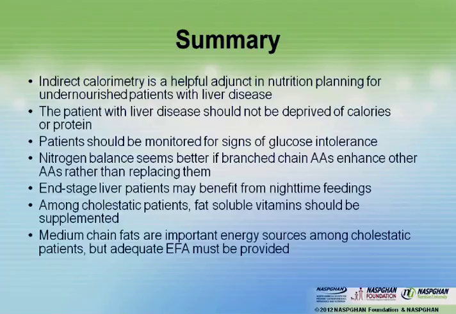You should monitor the patients for signs of glucose intolerance, and I think it's wise to use a hemoglobin A1C in these patients. Nitrogen balance is better if branched-chain amino acids are used, but the question is whether that is clinically meaningful. And then end-stage patients may benefit from nighttime feeds. We should supplement vitamins, and MCTs are important energy sources, but you should give EFAs.